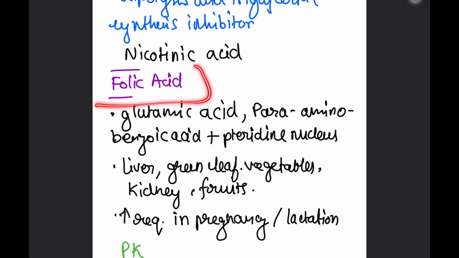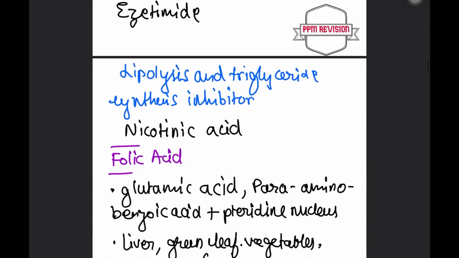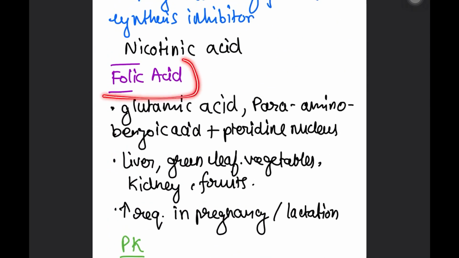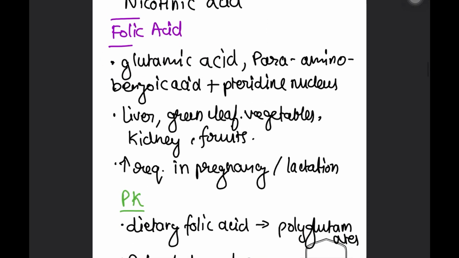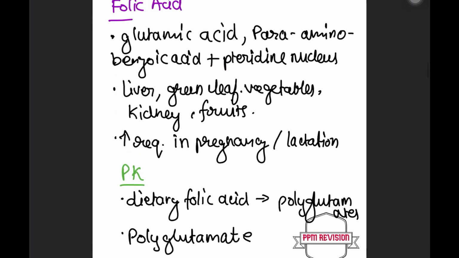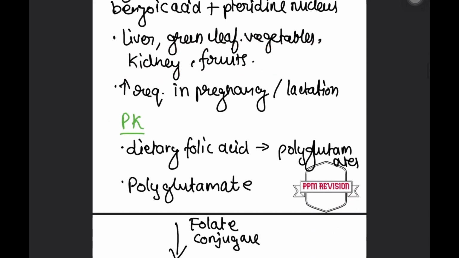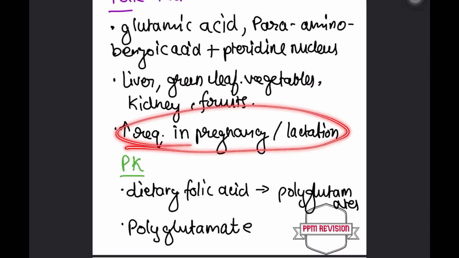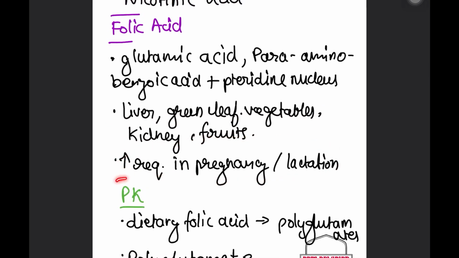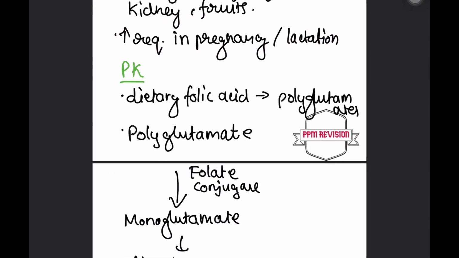And moving ahead, talking about folic acid. So we have finished some important classifications. Now talking about folic acid, it is nothing but a combination of glutamic acid, para-aminobenzoic acid, and pteridine nucleus. It is present in liver, green leafy vegetables, kidney, and fruits. The requirement of folic acid is increased in case of pregnancy, and usually supplements are given.